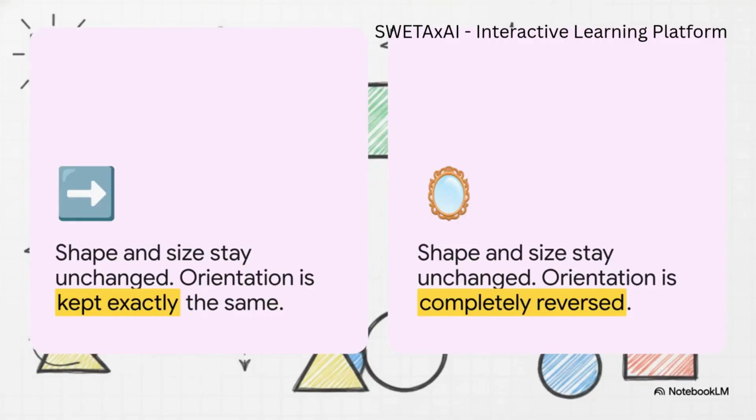Now, what's really interesting here is when we compare these side by side on our scorecard, a pretty fascinating difference emerges. Both translation and reflection keep the shape and size completely unchanged. But while translation keeps the orientation exactly the same, a reflection completely reverses it, creating a literal mirror image. It's an absolutely crucial distinction to remember.